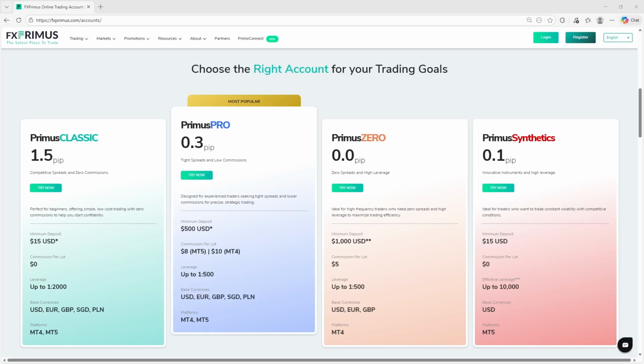Across all account types, FXPrismus uses MT4 and MT5 as its core platforms, keeping pricing execution familiar and widely supported. Minimum deposits vary significantly depending on account selection, which gives flexibility but also requires traders to choose carefully based on their actual strategy rather than marketing labels.